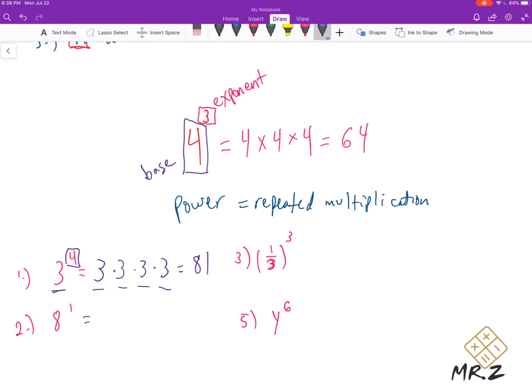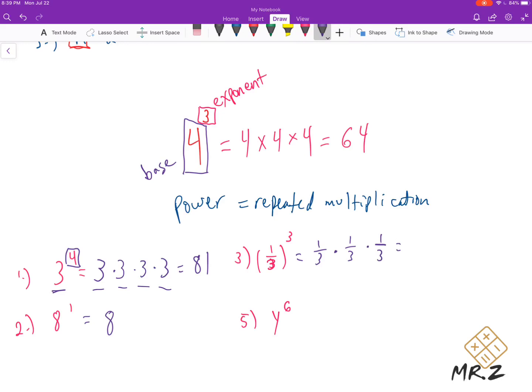Again, if you want to pause and do it yourself, go for it. 8 to the power of 1 is just 8. Anything to the power of 1 is just that number. Okay? 1/3 to the power of 3, that just means 1/3 times 1/3 times 1/3.